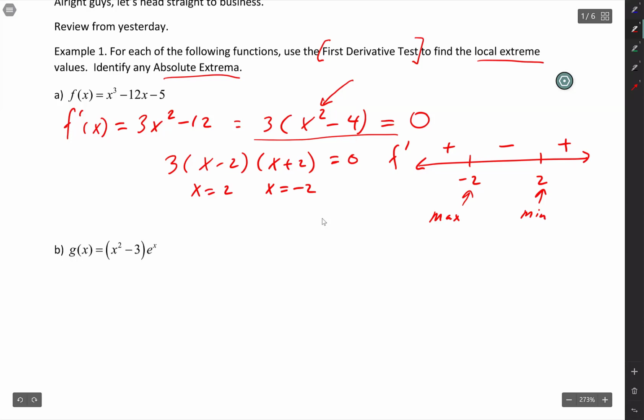And there it is. If they want to know, are these absolute? Nope, they are just local. How do I know they're not absolute? This is x cubed, guys. So it's going to look something like, it has like a dip, something like that. So there at negative 2 is a max. Here at positive 2 is a min. So those are local. It goes up forever. It goes down forever. So there's no absolute. Does all that make sense, guys?